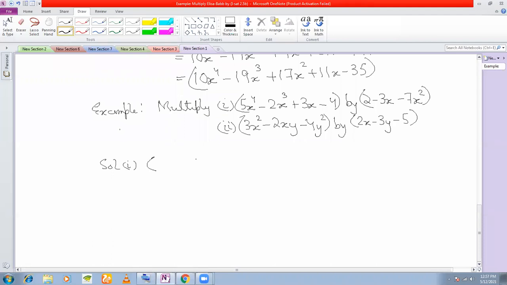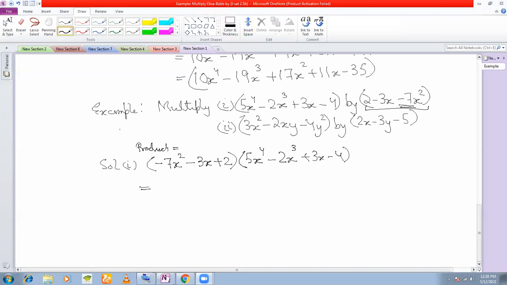Okay, so what you do is you write this first. So minus 7x square. See, there's a minus 7x square here. So I've written that first. And then you have minus 3x plus 2. And then you have this one, 5x to the power of 4 minus 2x cube plus 3x minus 4. You write product is equal to, and then you start. Again, you will multiply term by term.